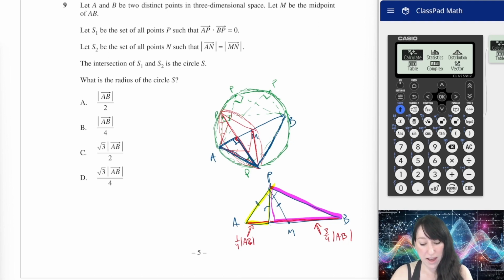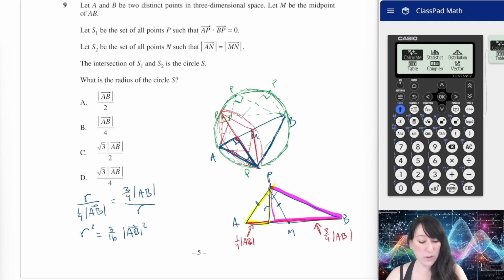In the yellow triangle, I'd have R over 1/4 the length of AB is equal to 3/4 the length of AB over R. This would result in R squared equaling 3/16 times the length of AB squared, and if we square root both sides, we get R is the square root of 3 over 4 times the length of AB. So the answer is D.